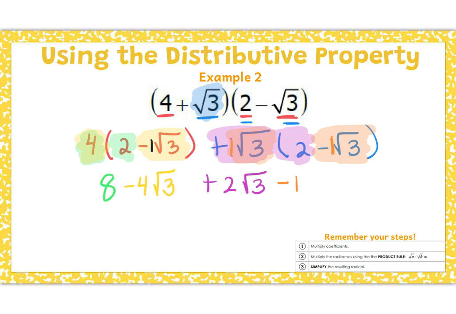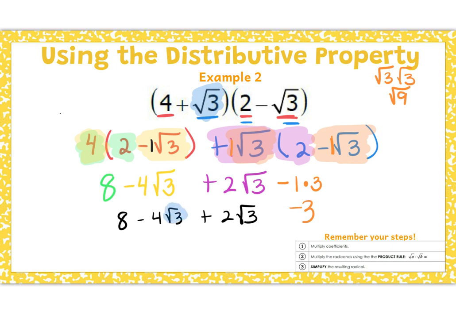And then we're going to multiply square root of 3 times square root of 3. Well, off to the side, square root of 3, you multiply the inside, so you get 9. But the square root of 9 is just the number 3. So I'm going to go ahead and simplify this. I'm going to say that that turns into negative 3. And I'm going to go ahead and bring everything else down. I'm going to bring down the 8, the minus 4 square root of 3, the plus 2 square root of 3.